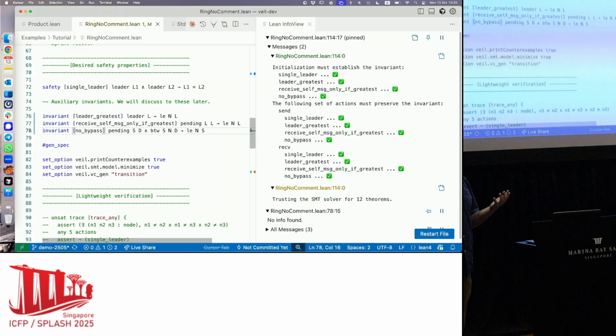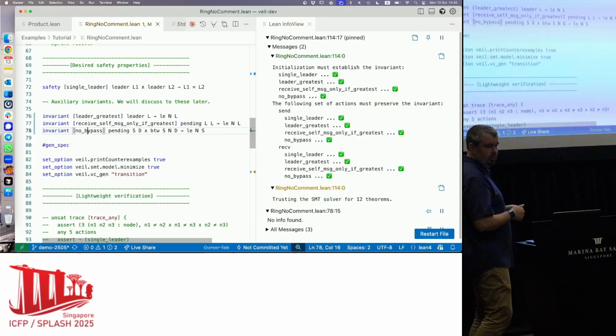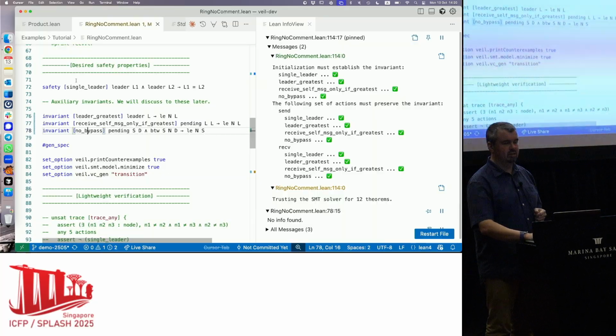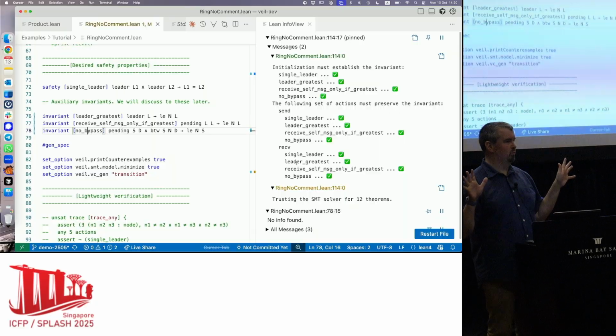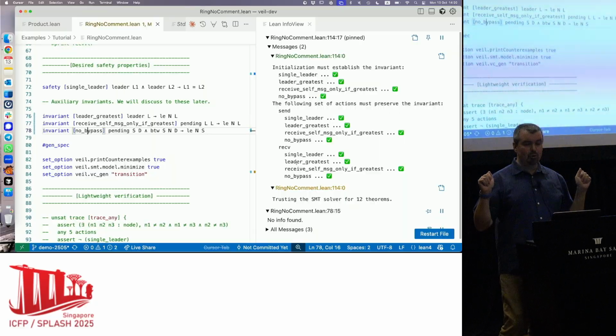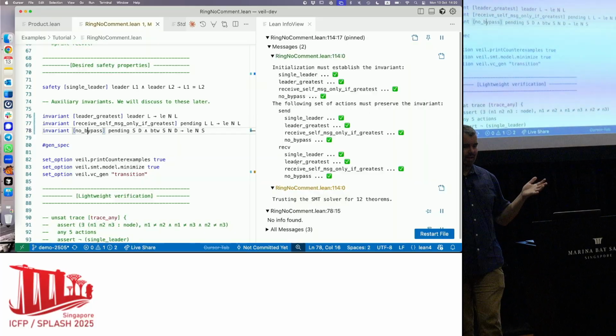So what does it mean? That means that we found a strong enough induction hypothesis that not only is it closed under all these transitions, it also implies these safety properties. So the conjunction of all these properties holds both in the initial state and is closed after every transition. And I didn't have to write a single line of proof for that. Well, I could have. Because again, this is the whole point.